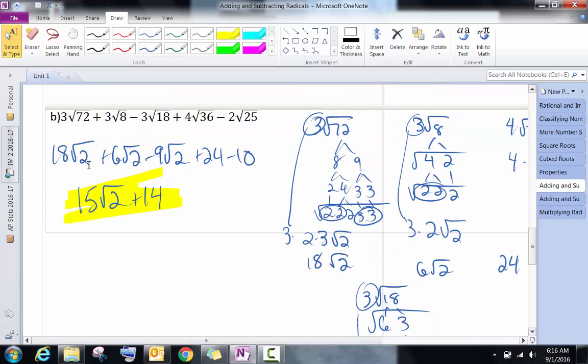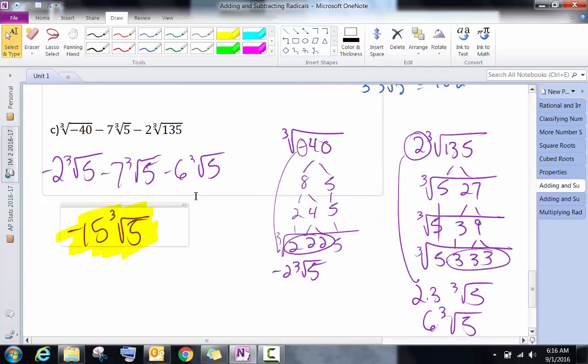So I have 18 root 2 plus 6 root 2 minus 9 root 2 plus 24 minus 10. Well, I add up all my root 2's. 18 plus 6 is 24 minus 9 is 15 root 2. And then I add up my two numbers. 24 minus 10 is 14. Again, these two are not like terms. The 14 doesn't have a square root. And the square root of 2 is not a whole number like 14. So we just keep it how it is.